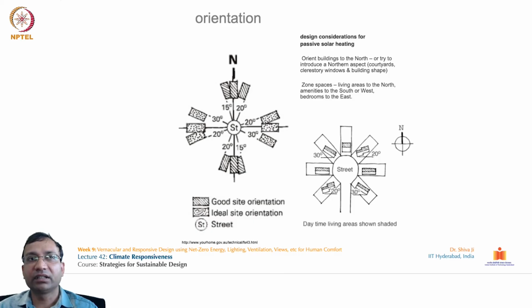So this is an example from Melbourne itself, showing how the building location on the site has been given. You can see this legend. This is the good site orientation, which is facing north and south, and this is the ideal site orientation, which is facing east and west. So there is a combination which we must establish between the prevailing sun direction, prevailing wind direction, and the other natural features on any given site.